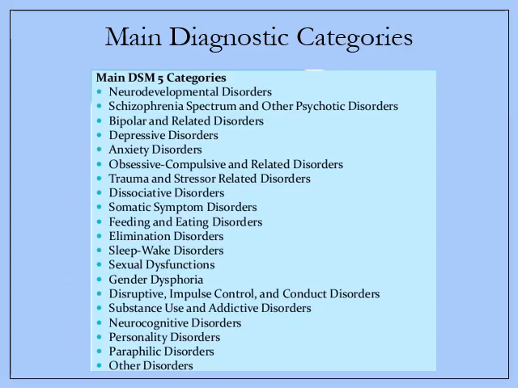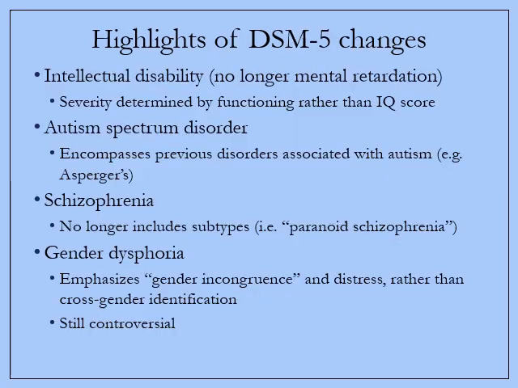These are the main diagnostic categories of the DSM-5. I won't go through them, but you can look through if you're interested. The DSM-5 was published, I think, back in 2013, I want to say, maybe 2014. And I'm going to go over some of the highlights of DSM-5 changes because I think it reflects current changes in how the psychological and psychiatric community think about these disorders.